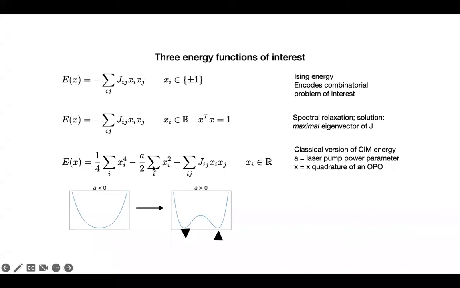So basically, as A becomes positive, the minimum of this problem interpolates between the spectral solution and the solution to the Ising system. Because when A is quite positive, the x's are forced to be near plus or minus a constant, and then you also have the quadratic term that you're minimizing. Roughly, you can think of the Ising machine as interpolating between these two energy functions. And what we care about is, does this interpolation or annealing process ultimately lead to a good low energy solution of this original optimization problem that encodes a combinatorial problem of interest?